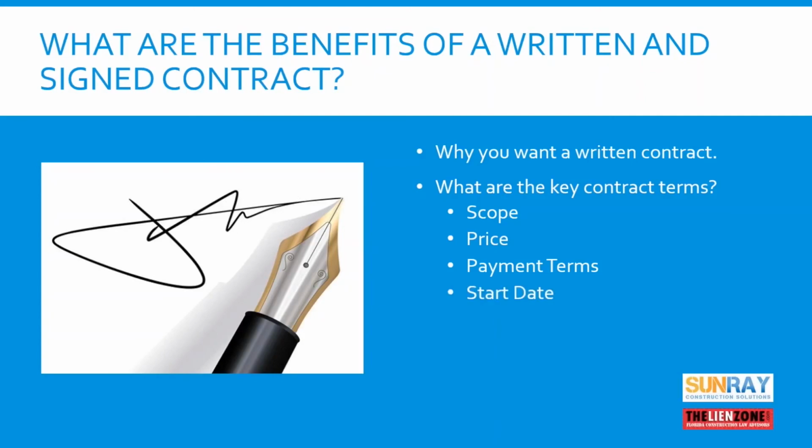You should include a period of time or a triggering event when you intend to start the work, as well as when you expect to finish the work, whether that's a specific date or a duration. These 5 things should be in your construction contract.